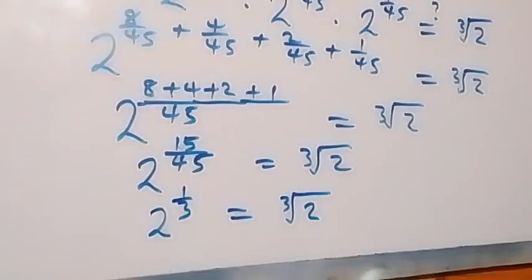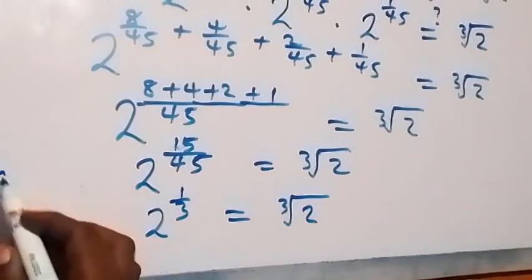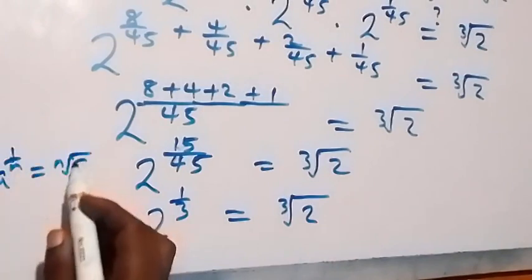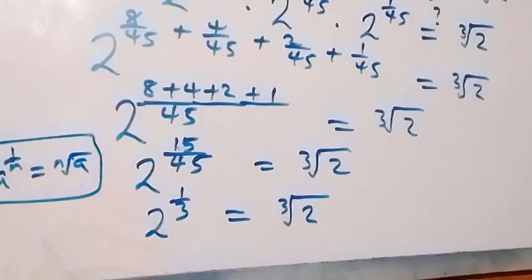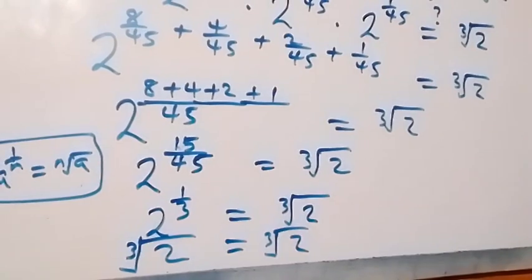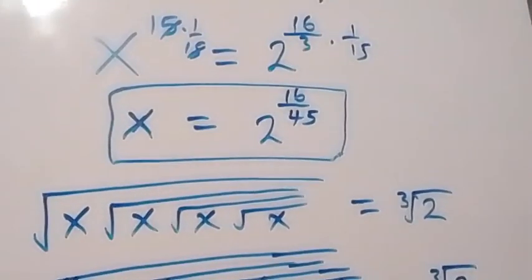and 1 over 3 here is same thing as writing from a raised to power 1 over n is same thing as nth root of a. So here, same thing as writing this as cube root of 2, which is equals to cube root of 2. So we have the left hand side equals to the right hand side, and hence we can conclude that the x we got, which is 2 raised to power 16 over 45, satisfies this given problem.